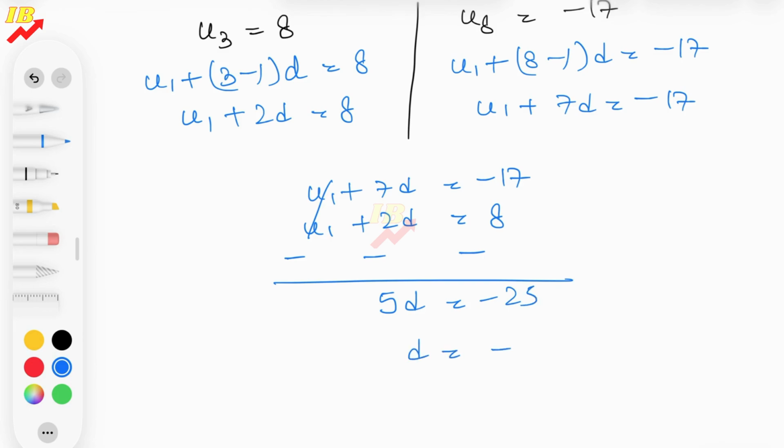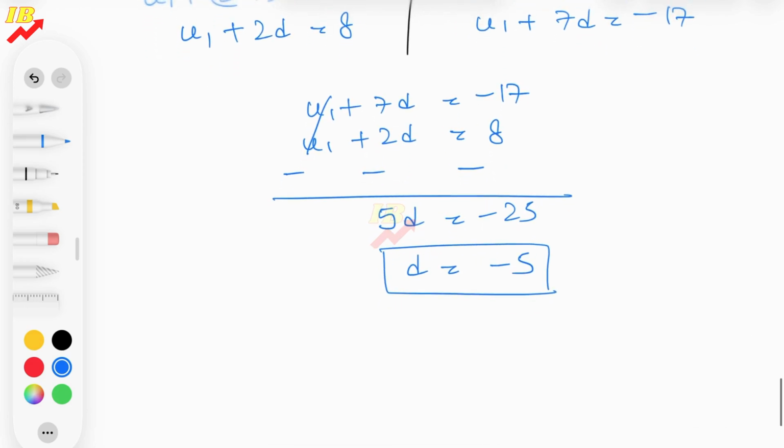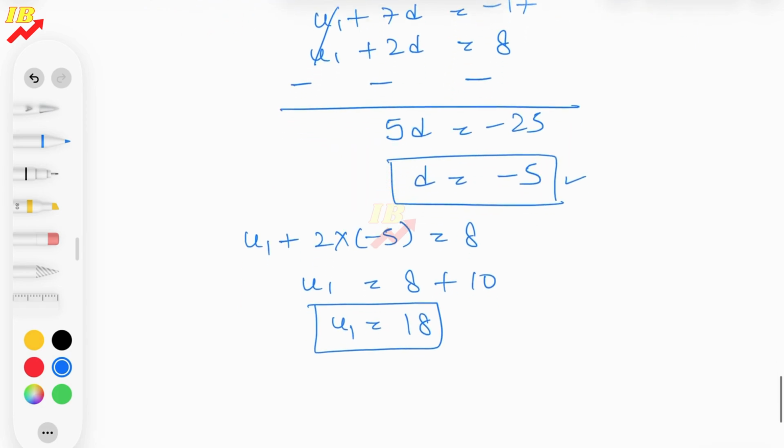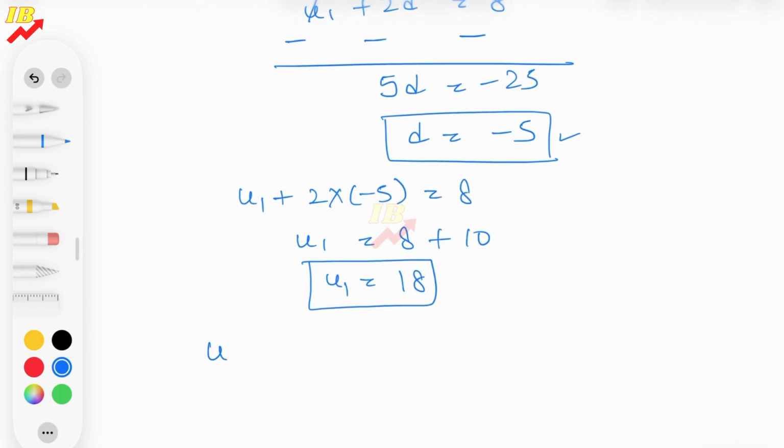This is one value for you, right? And now you take this d value and plug it in either of the equations, right? So I'm preferring the first one because that's a little easier for me to put in. u1 is 8 plus 10, that is giving you 18. So this is my u1 and d's value, right? Now you have to find the general formula, right? So that is 18 plus (n minus 1) times negative 5.